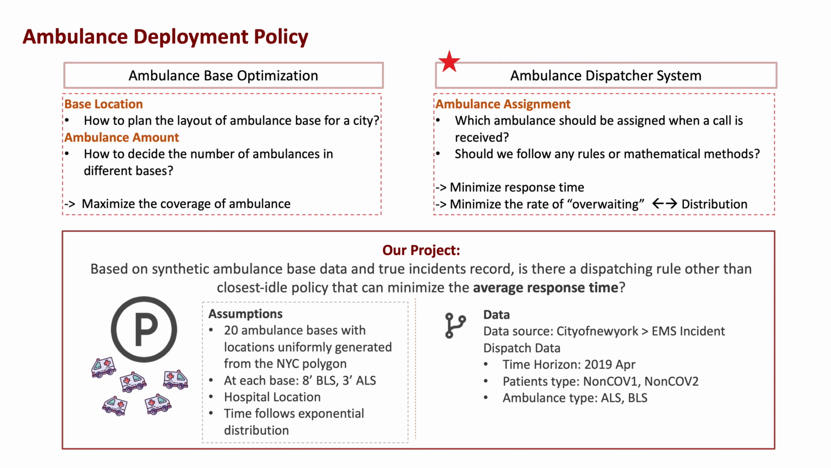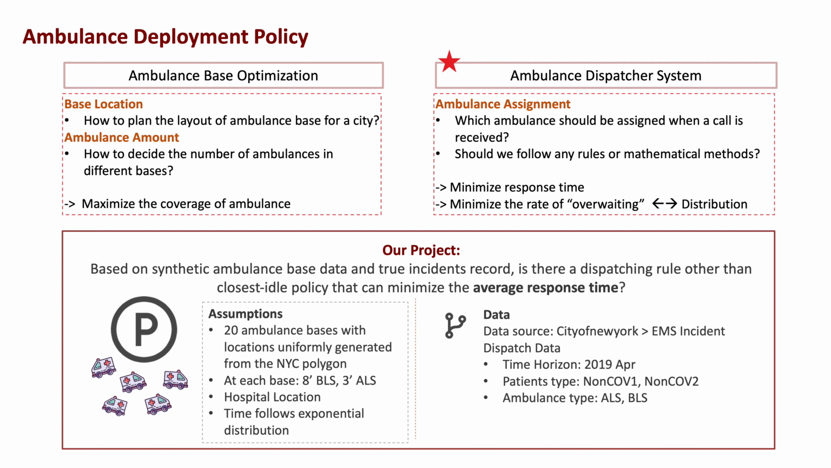Basically, there are two popular directions of ambulance deployment study. One is the ambulance base optimization, and the other one is the ambulance dispatching system. The first helps decide the layout of the ambulance bases and the number of ambulances for the city to maximize the coverage of ambulances. While the second one focuses more on deciding which ambulance to be sent in order to minimize the response time or minimize the rate of overweighting. Our project belongs to the second type.